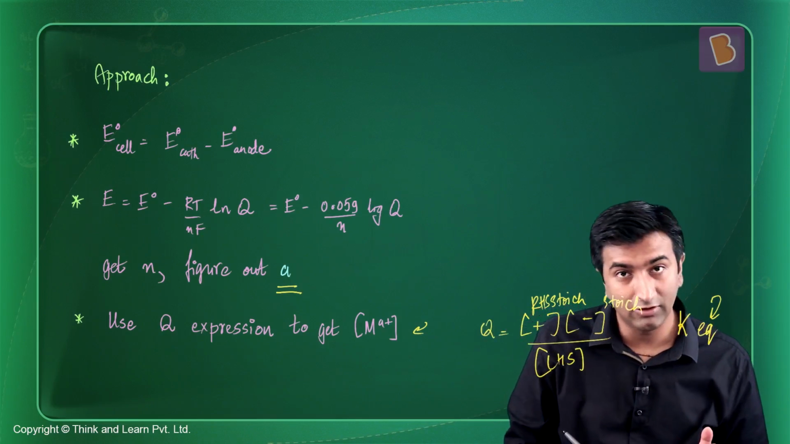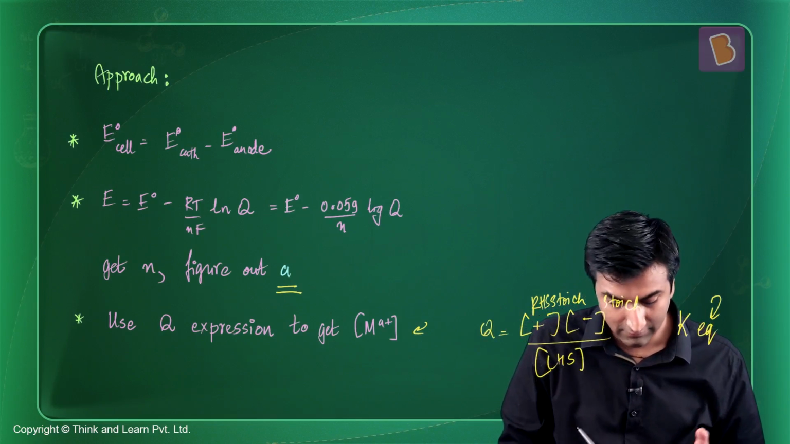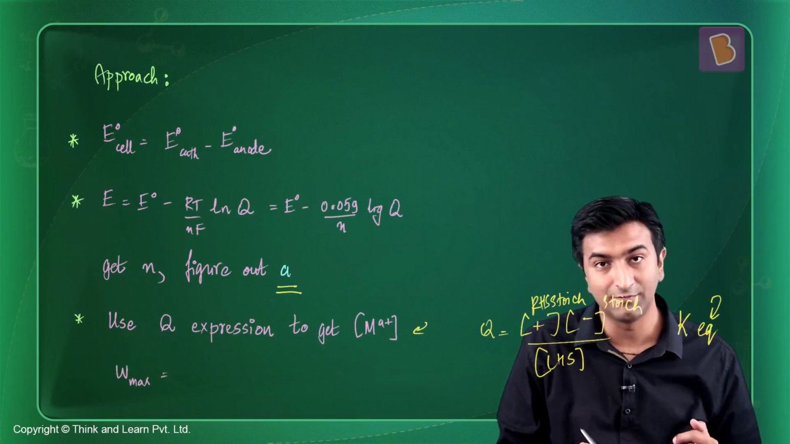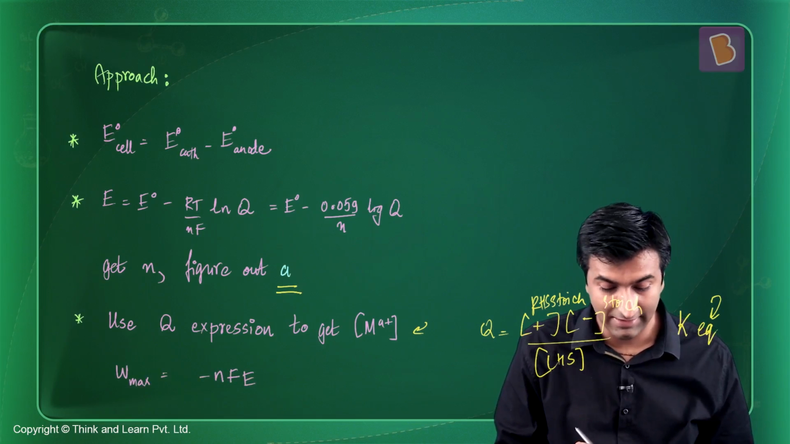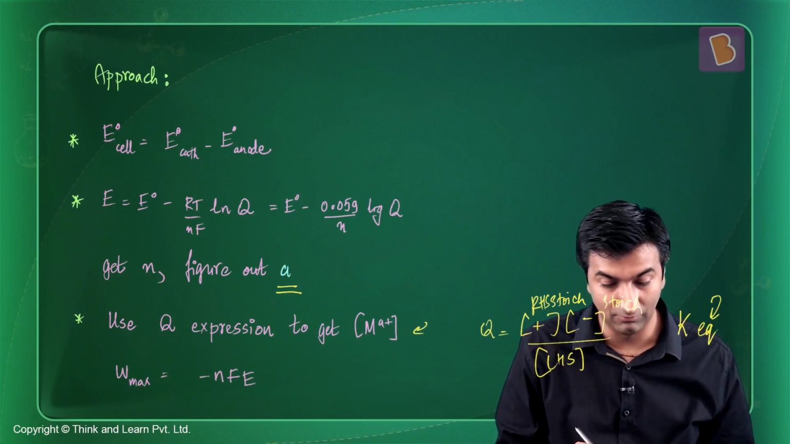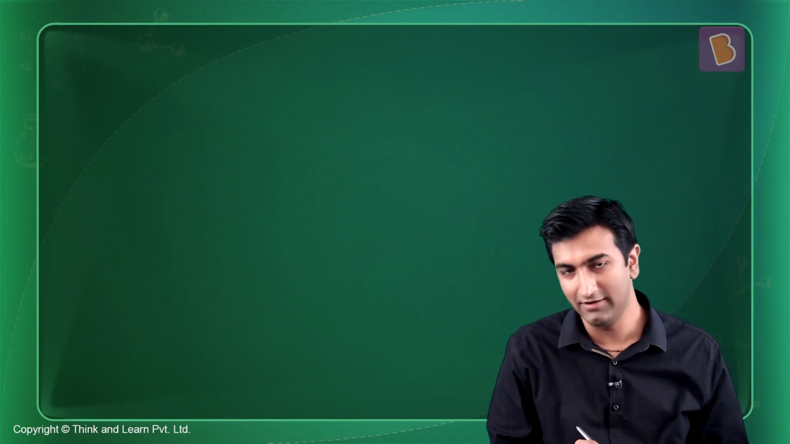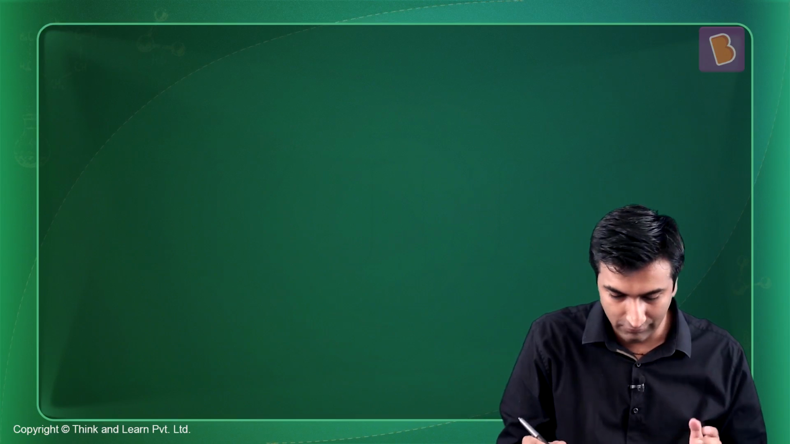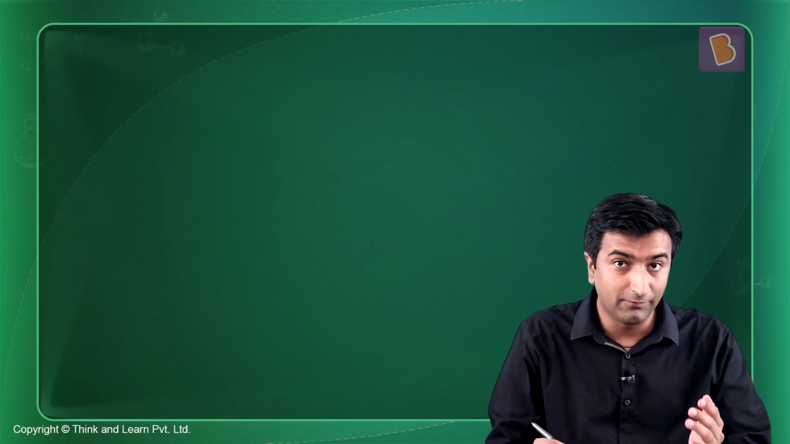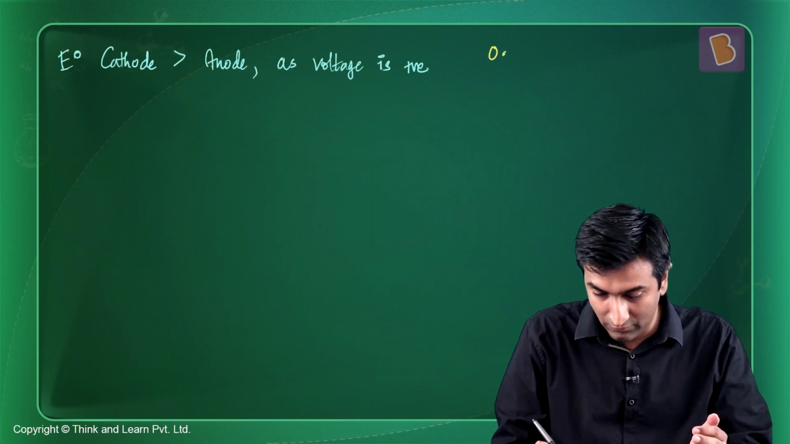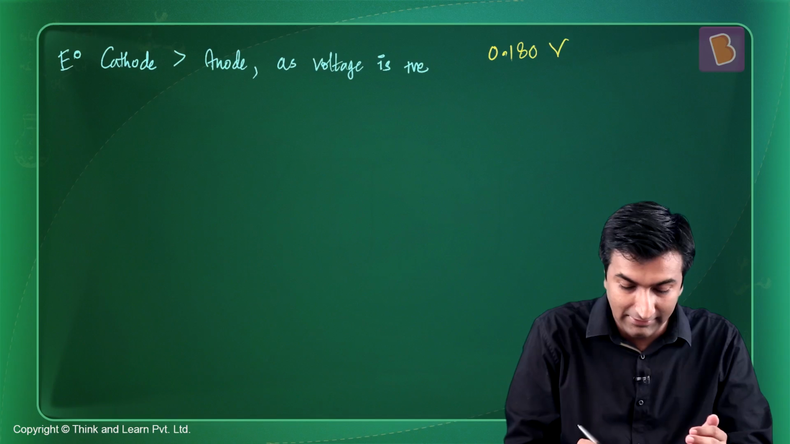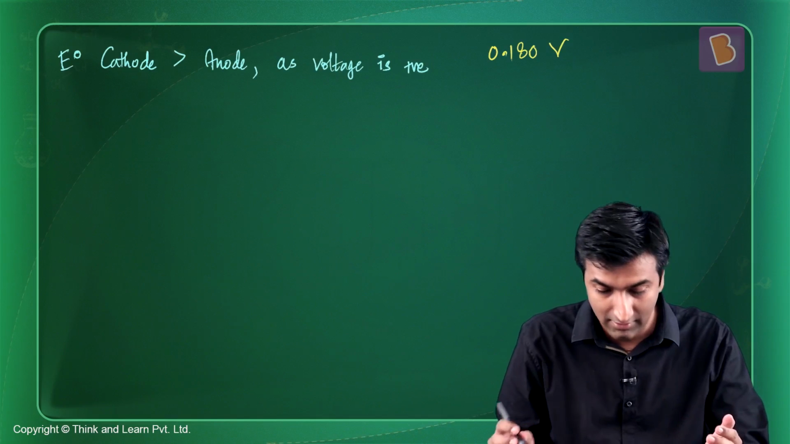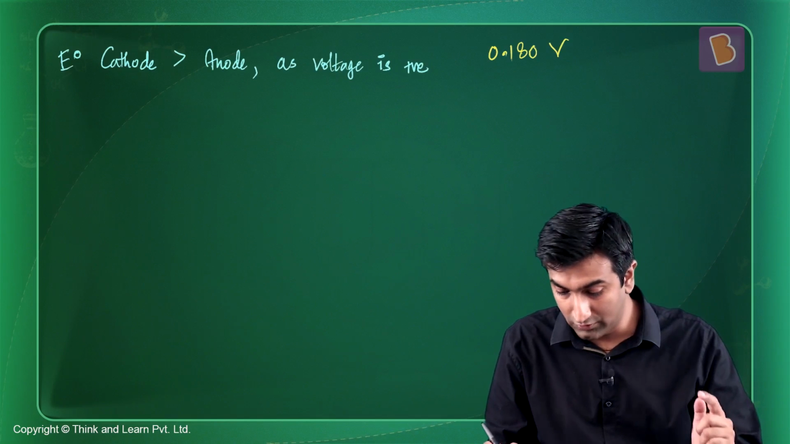Anyway, we need to find out the maximum work that can be derived from this, that we can do by using this expression: work equals minus NFE. No work if it's at equilibrium too. I keep saying that. Maybe you already know this, but it's a really important idea. Okay. Anyway, so look here. The given voltage is positive. It's 0.180 volts, which means that E naught at the cathode must be greater than that of the anode. That's a very important idea. We'll use that to figure out what's to be done next.